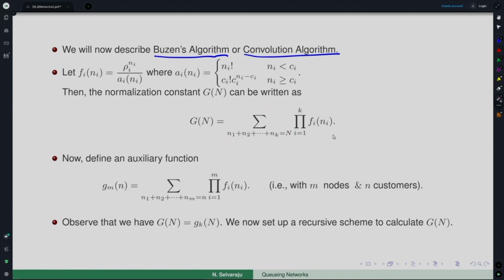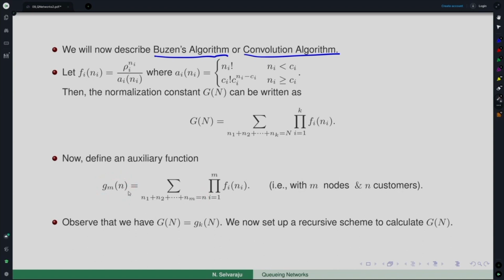Now, what you do is define an auxiliary function, which is G_m(n). What is that? You look at this function carefully and compare it with this. It is the summation over n1 plus n2 plus ... plus nm equal to n, of the product over i equal to 1 to m of fi of ni. You had k nodes and a total of N customers here, but here you can think of this as m nodes and n customers. That is what this function gives you.